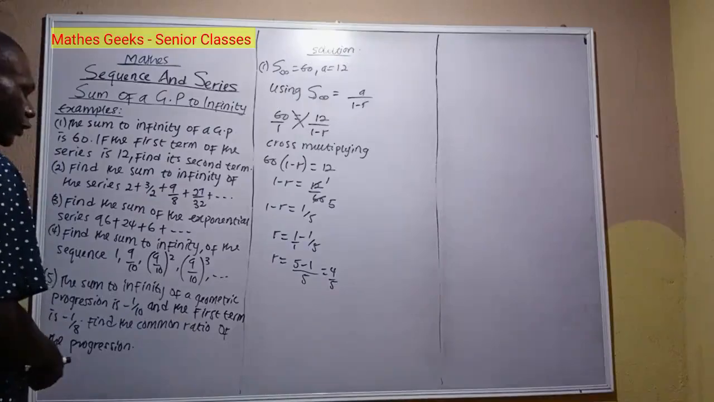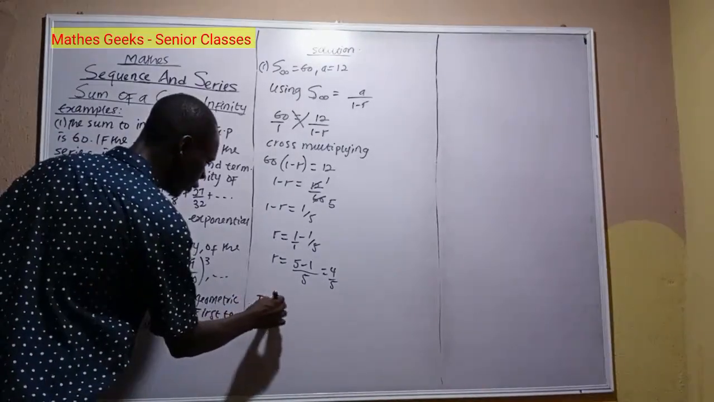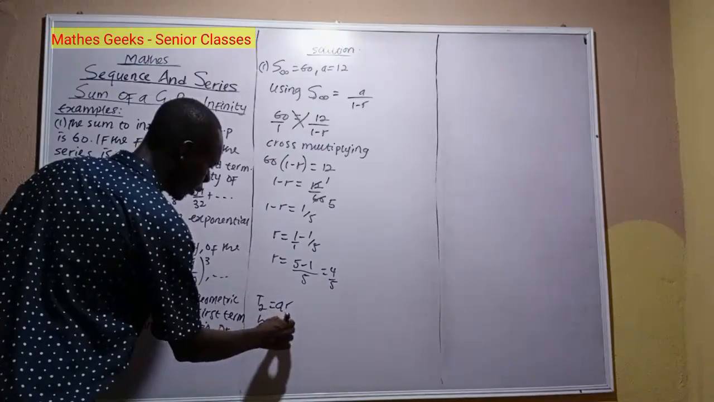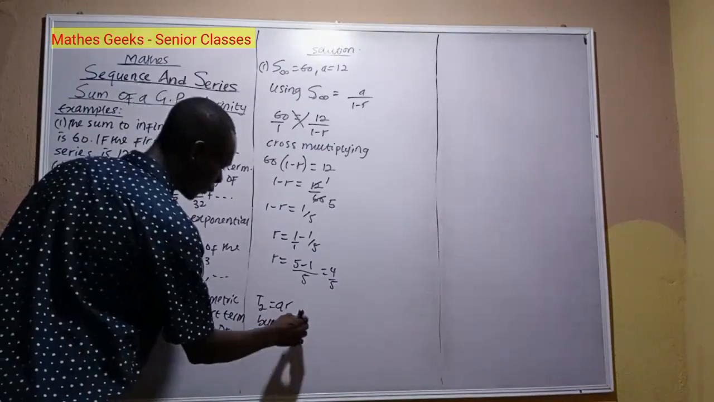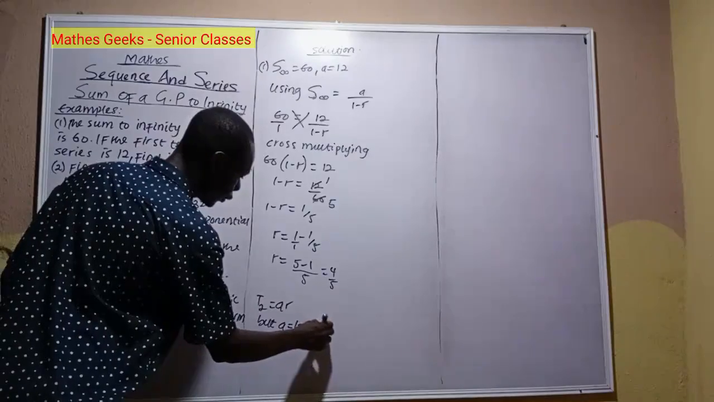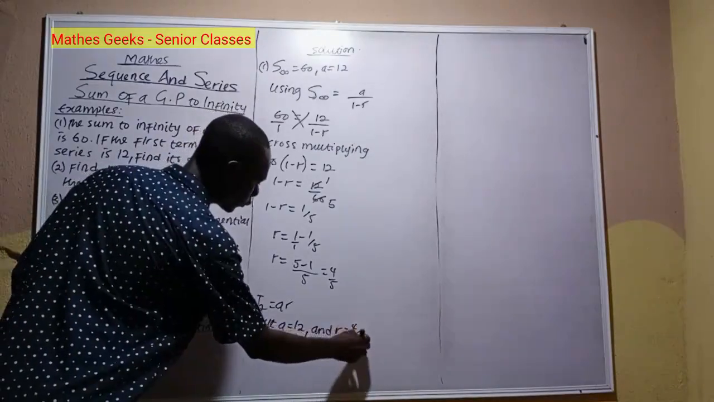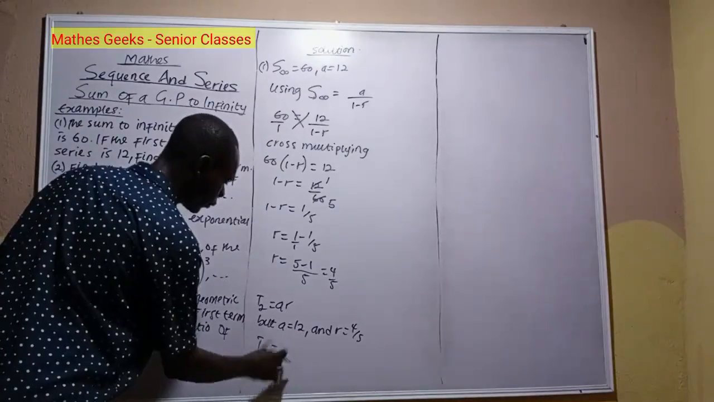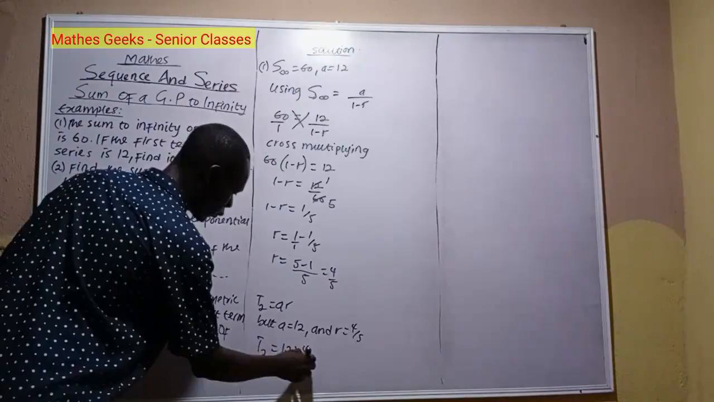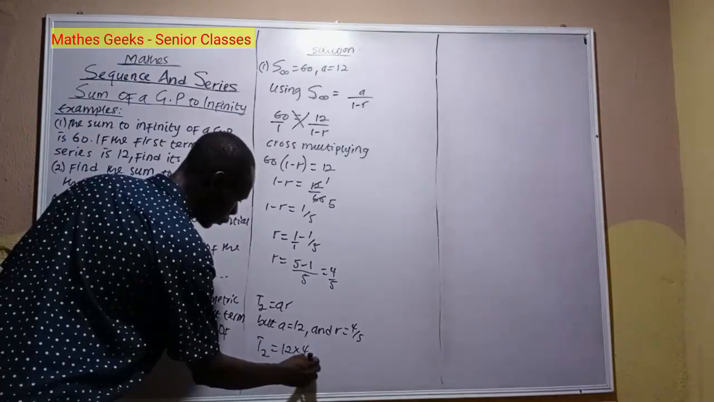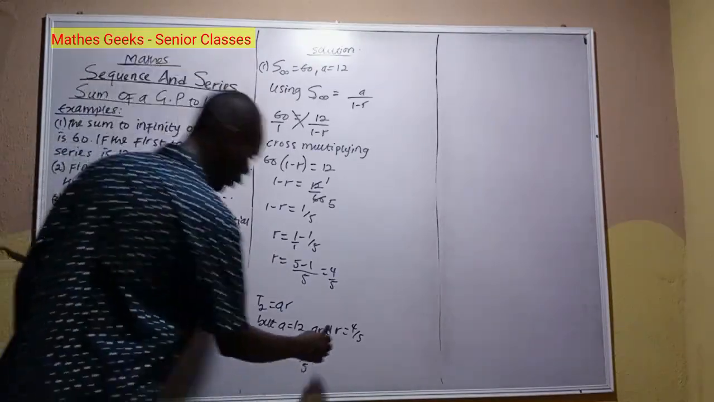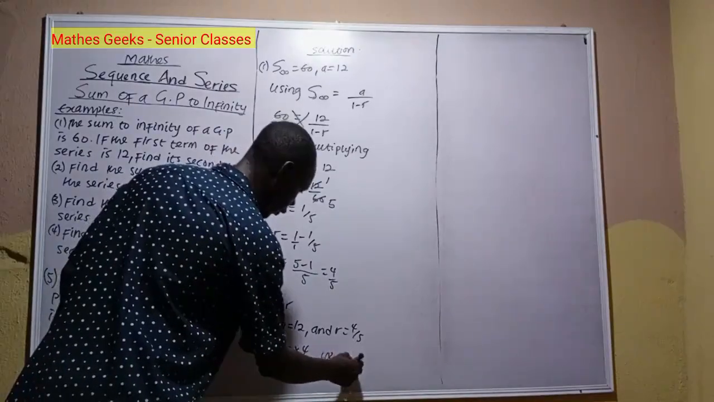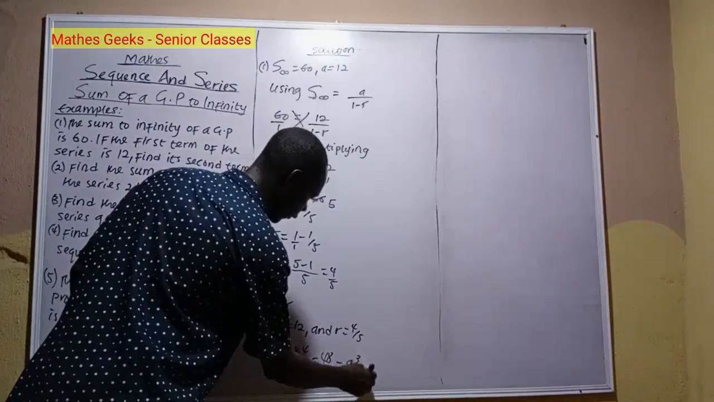And the question said we should find the second term. So T2 is equal to ar, but a is equal to 12 and r is equal to 4 over 5. So T2 is equal to 12 times 4 over 5. 12 times 4 is 48, so 48 over 5, and that's equal to 9 and 3 over 5.